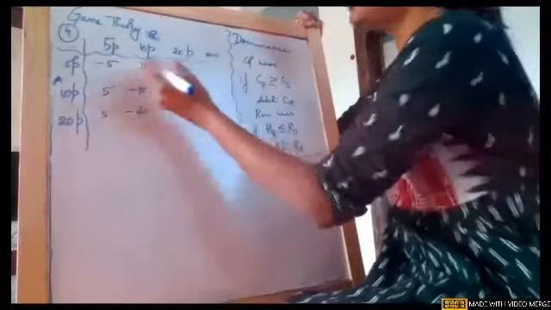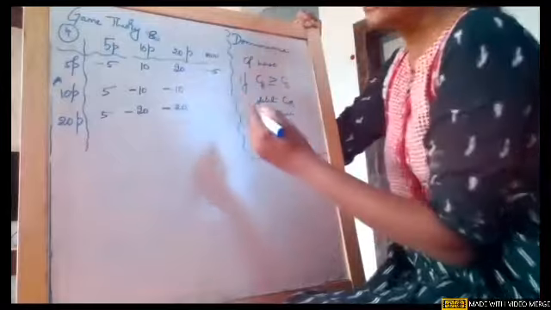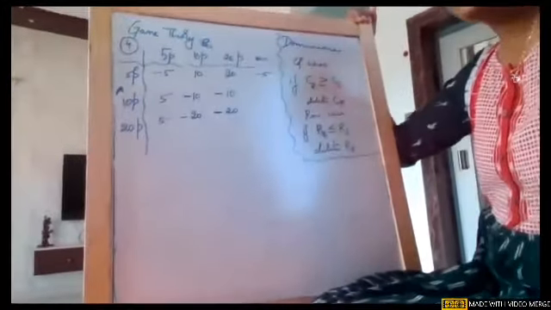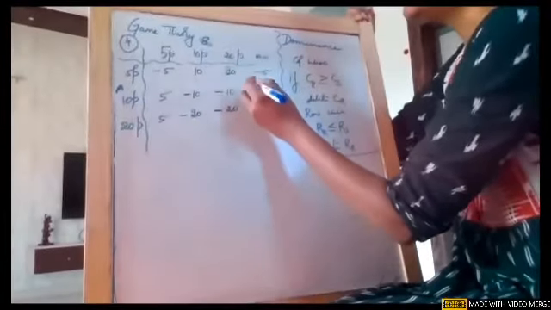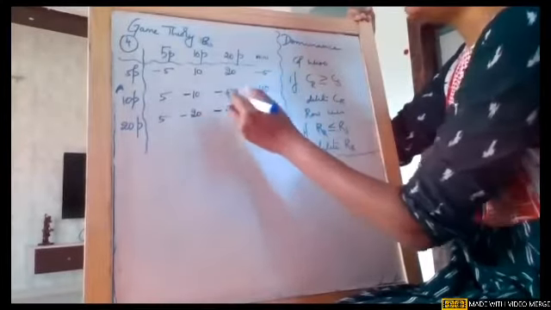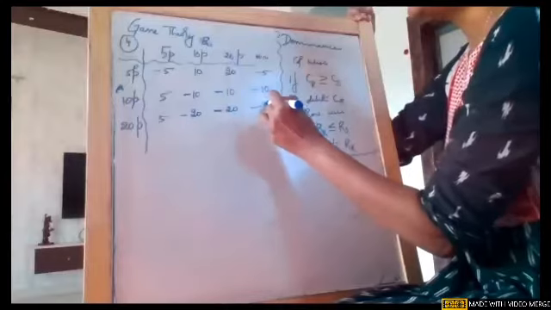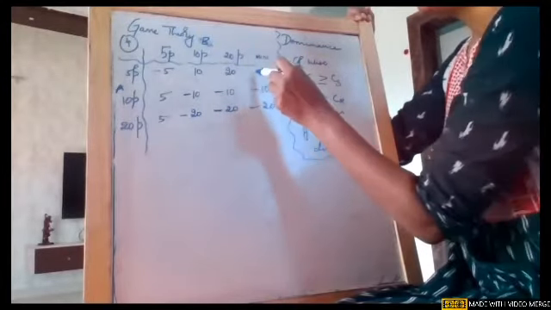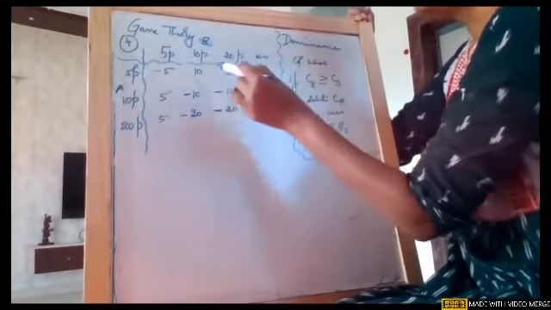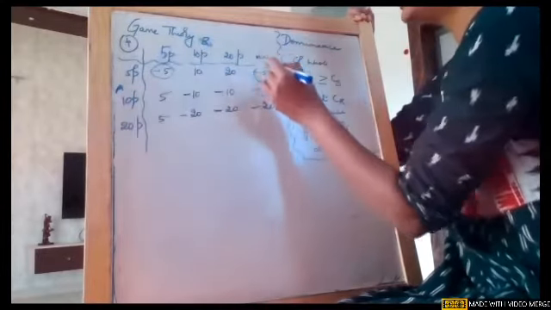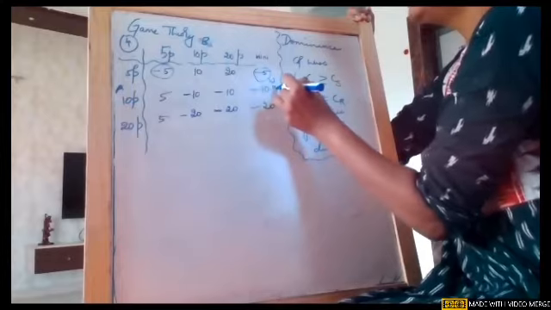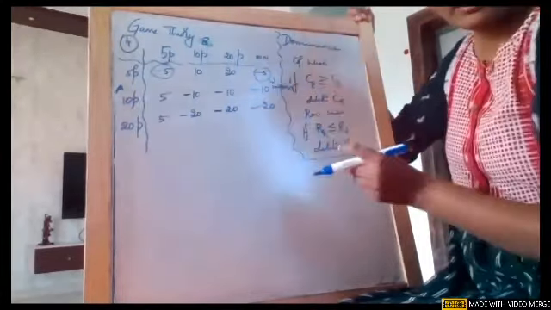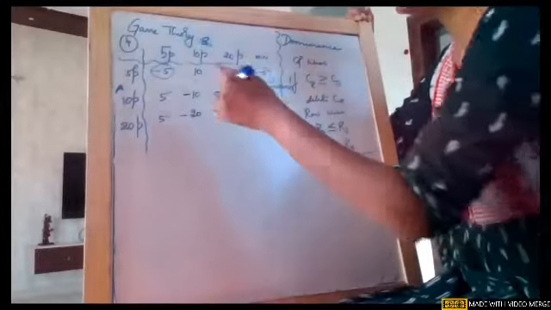So the minimum value is minus 5. We will first check whether we have a saddle point or not. The minimum value here is minus 5, and the minimum values of the other rows are minus 10 and minus 20. Out of these, the maximum value is minus 5. So the maximum value is minus 5.